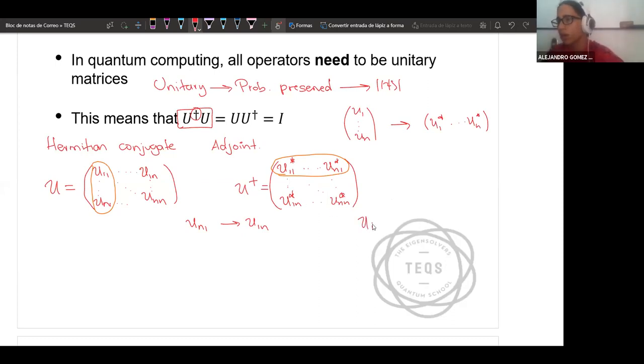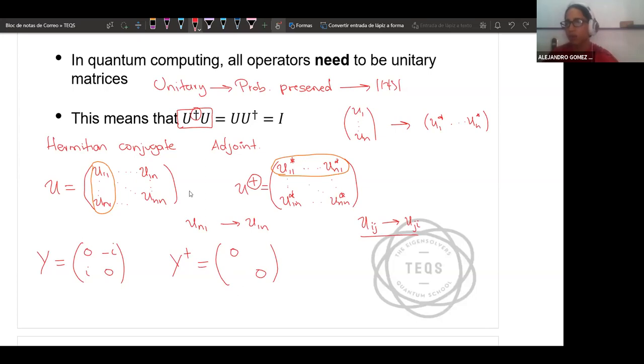Okay, so if we have two components, I, A, it goes to this. So transposing a matrix is applying that operation to every component. And also, if we have the dagger symbol here, we need to conjugate the components. So let's take, for example, the Y matrix to see if it's unitary or not. So this is 0, minus I, I, 0. If we compute the conjugate transpose, the diagonal is unchanged, but the non-diagonal terms have to be switched. So we have here minus I and I.